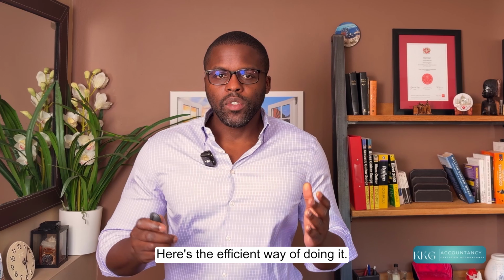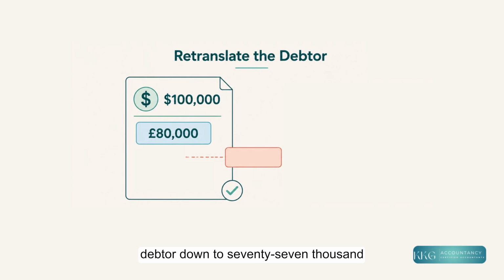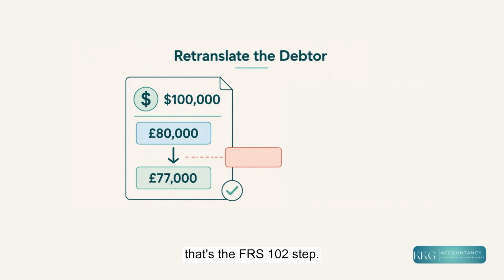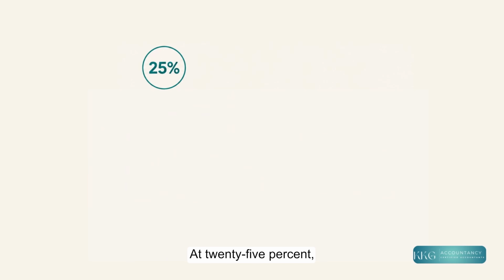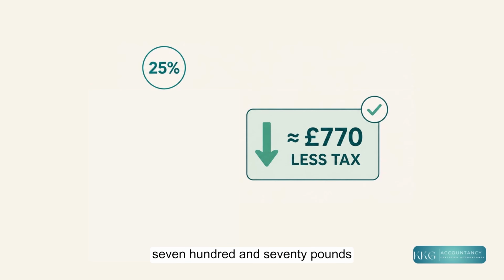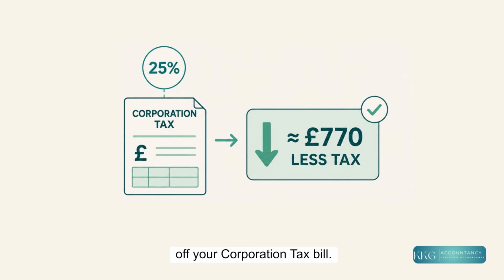Here's the efficient way of doing it. You retranslate the debtor down to £77,000. That's the FRS 102 step. The £3,000 loss goes to your P&L and flows into your corporation tax computation. At 25%, that's about £750 off your corporation tax bill.